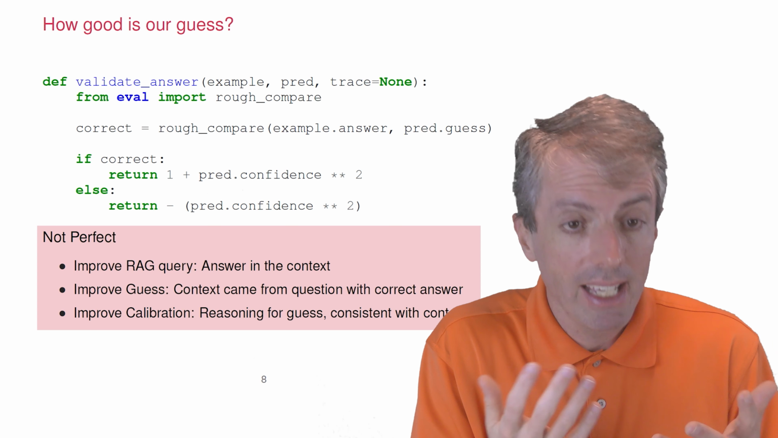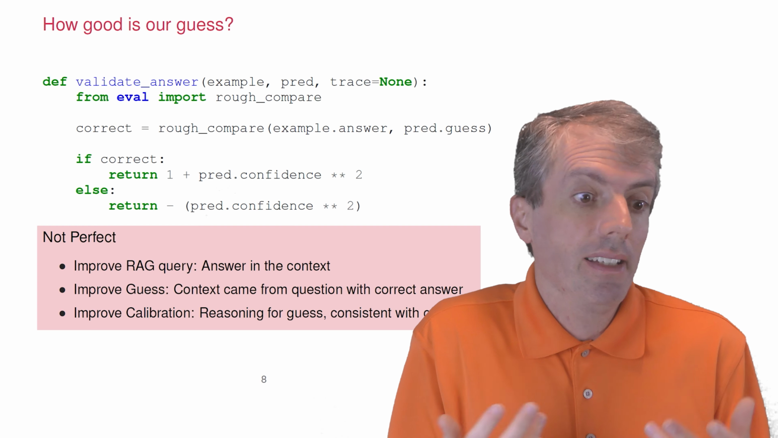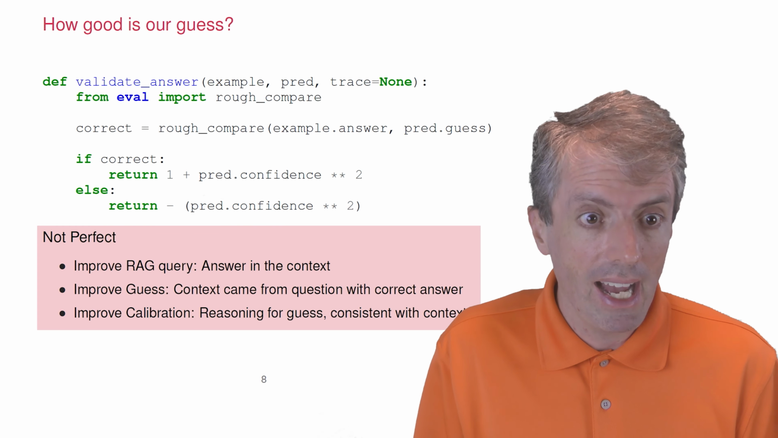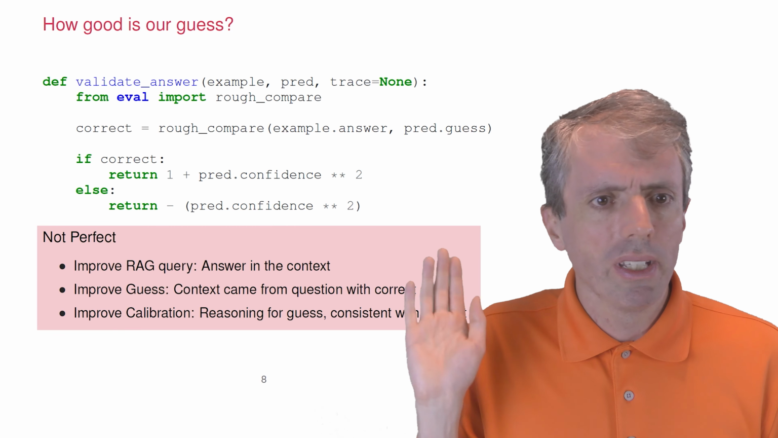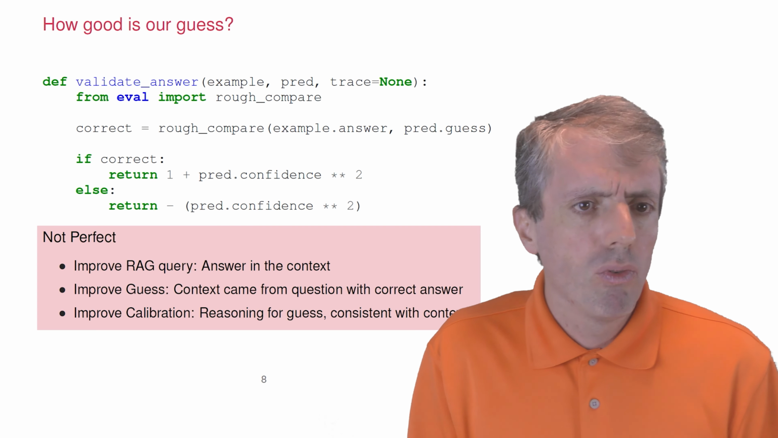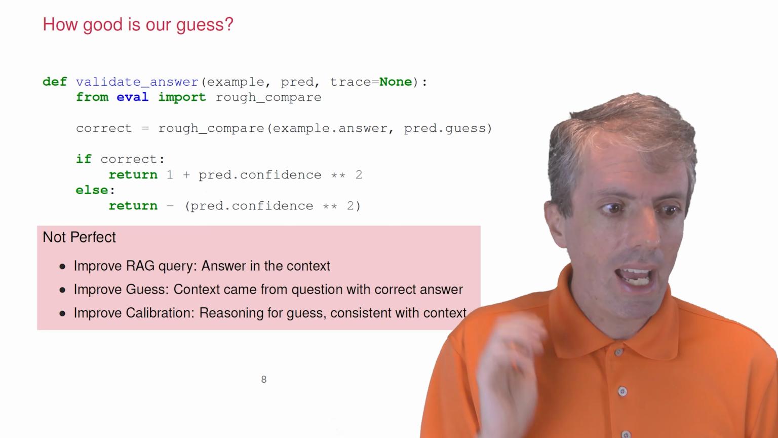Like, hey, is the answer in the context that we retrieved from RAG? If it was, that's a good thing. We should probably get a bonus for that. As it is, we're only kind of scoring the final outcome, but there should be more incentive for the query optimization to happen well.